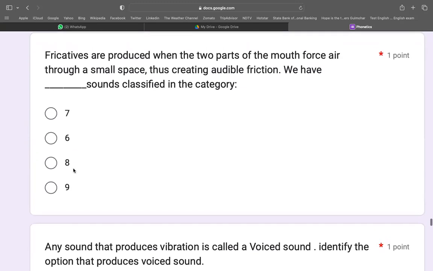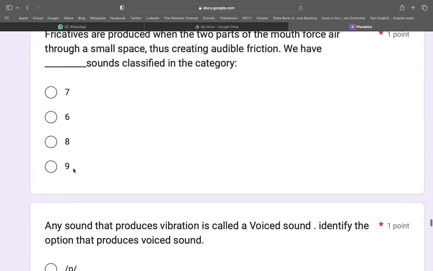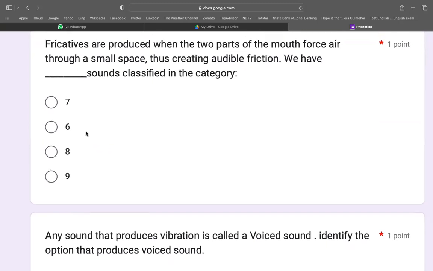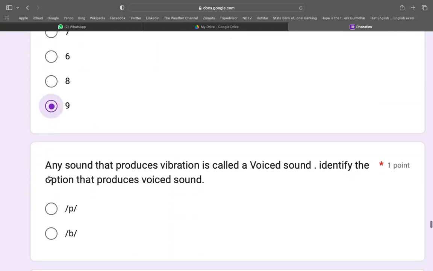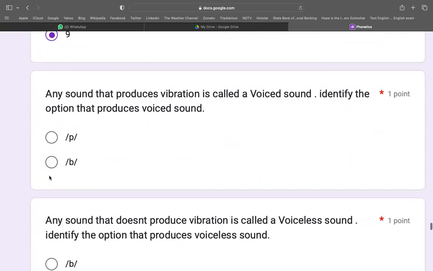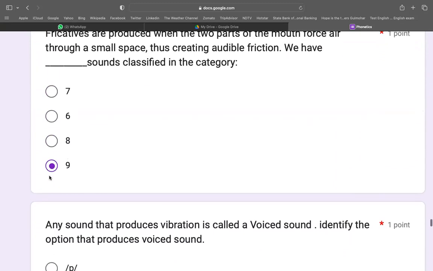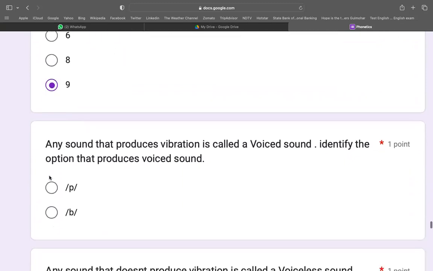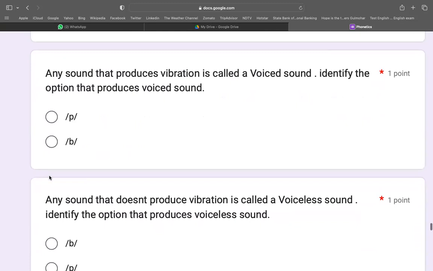Next, fricatives are produced when two parts of the mouth force air through a small space, therefore creating audible friction. We have how many sounds? 9 sounds, right? Because you have bilabial, dental, then alveolar, like this, you have 9 sounds. Any sound that produces vibration is called a voiced sound. Identify the option that produces voiced sounds.